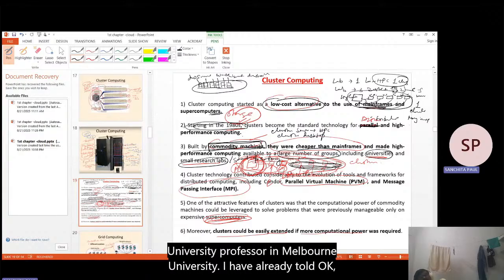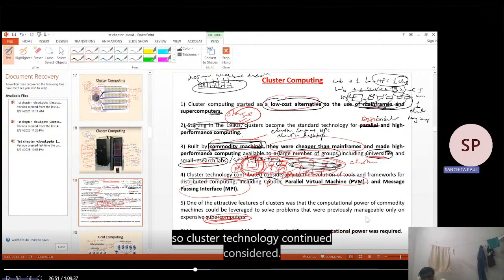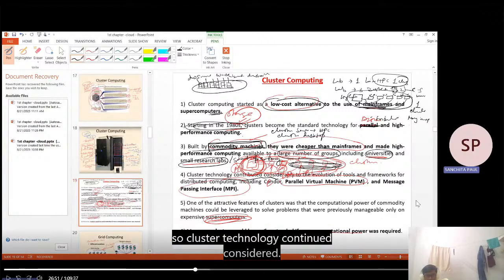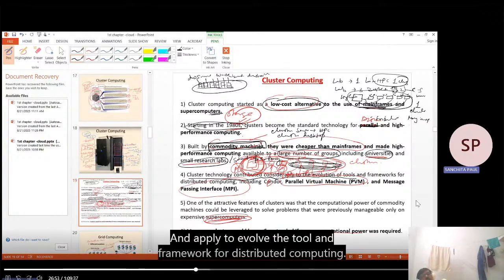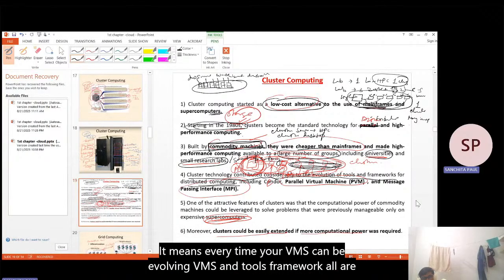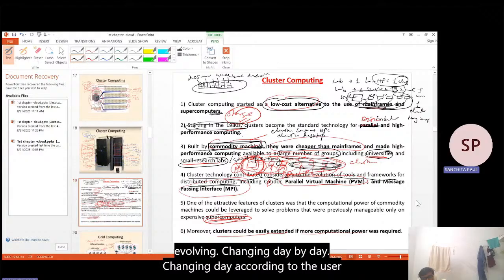Okay, so cluster technology is built by commodity machines, and is applied to evolve the tools and frameworks for distributed computing. It means every time your VMs can be evolving. VMs, tools, and frameworks are all evolving, changing day by day according to the user requirement.